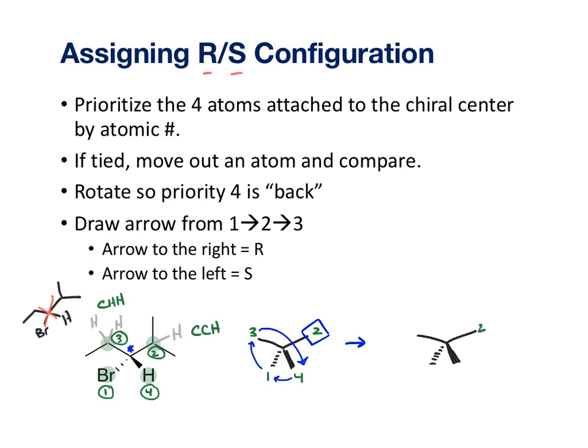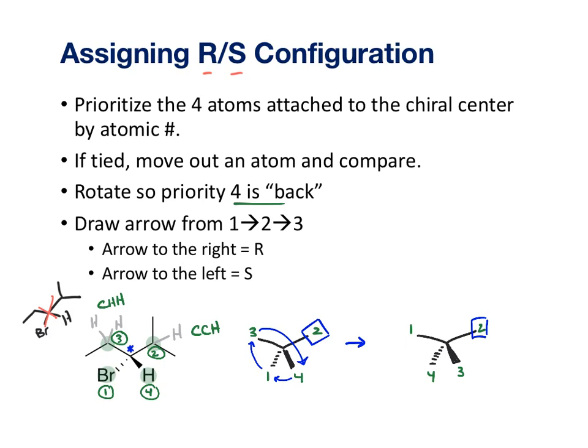Remember 2, that did not move. But we put 3 out on the wedge, 4 in the back, 1 in the plane. Now we have 4 back, which is what we want. We're ready to assign our configuration.